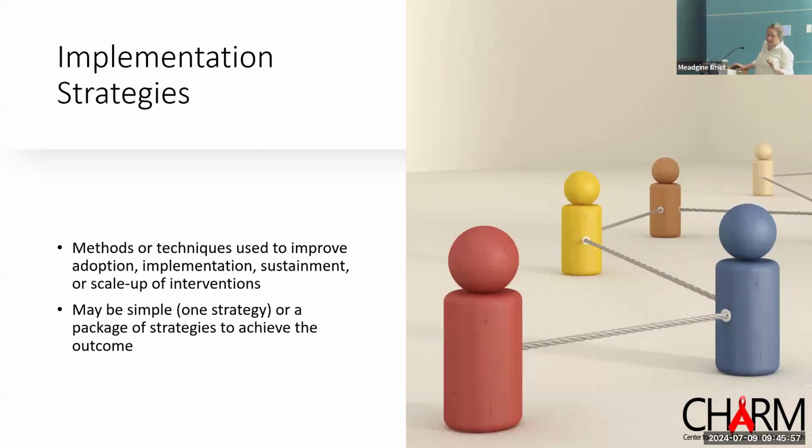So to begin, and I think probably everybody knows this, but just to get us all on the same page: implementation mapping is a process for creating implementation strategies. Implementation strategies are methods or techniques that are used to improve adoption, implementation, sustainment, or scale up of interventions or evidence-based interventions. They might be simple, like one discrete strategy. It might be a whole package of strategies, but that's the whole purpose of implementation mapping.